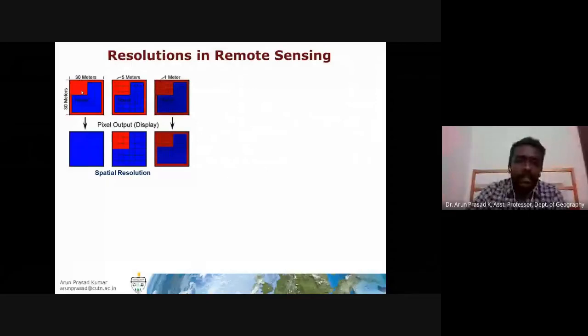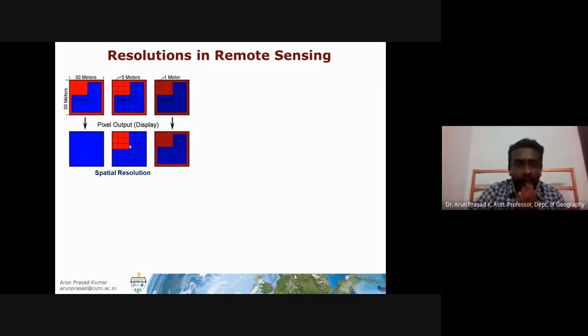So this is an example. We have a house here, and this house is being mapped using a 30 meter by 30 meter pixel, which means the output may look like this. It appears that the house has occupied the whole pixel region, but it has only occupied 3/4 of the region. This region is not house, but due to the resolution, it appears like the whole pixel is covered with the house. But when we go for a finer resolution, some 5 meter, we can see that this region is free space, and only this region is house.